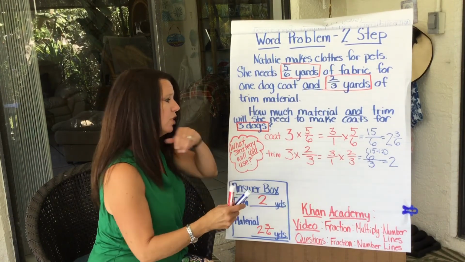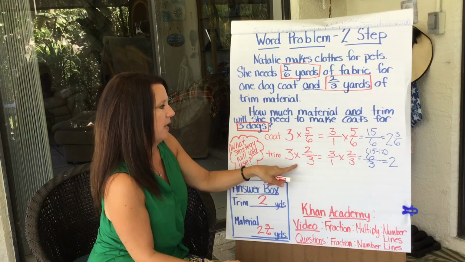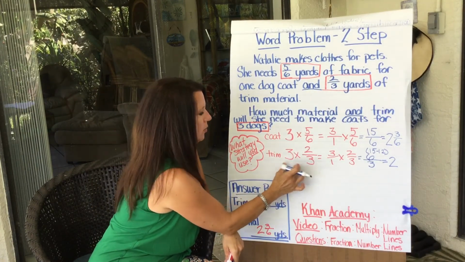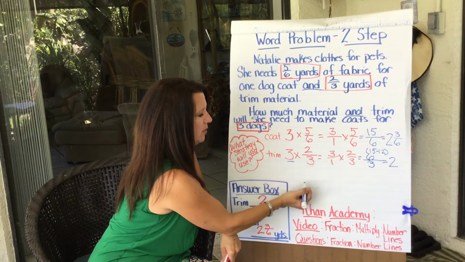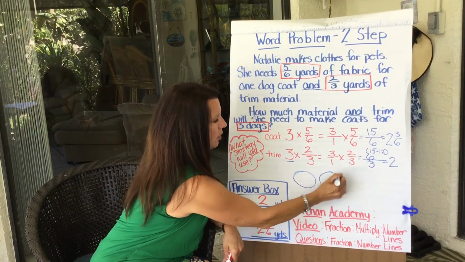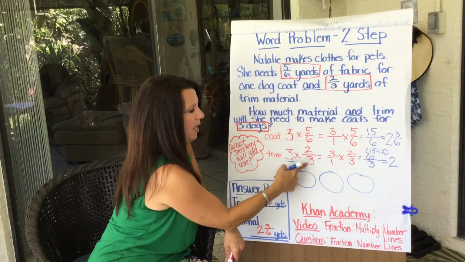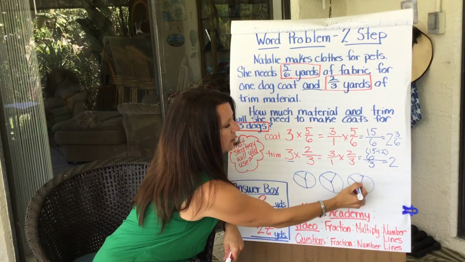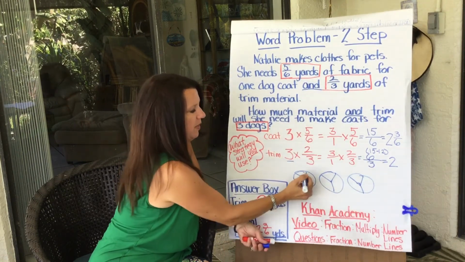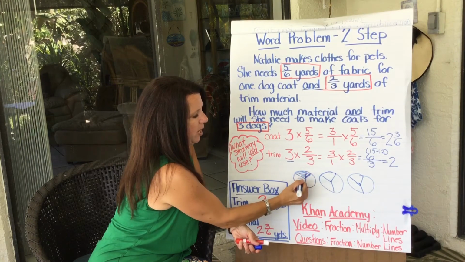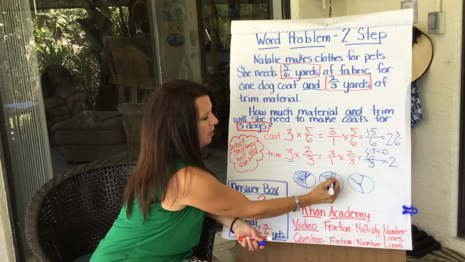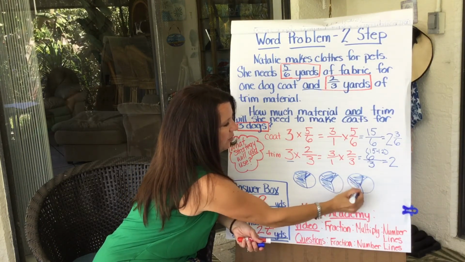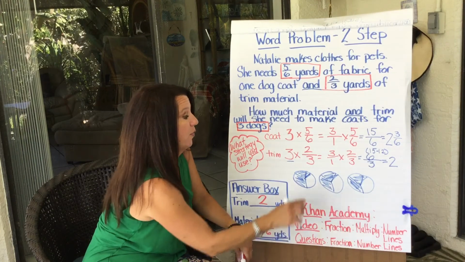Now, just to show you again, if you wanted to draw a picture, let's do the smaller one. So I want to draw a picture. I'm going to have 3 circles, right? 1, 2, 3. And they're divided into thirds, peace sign, right? And 2/3 of each. 1, 2, 1, 2, 1, 2. All right, so I have 3 of those.